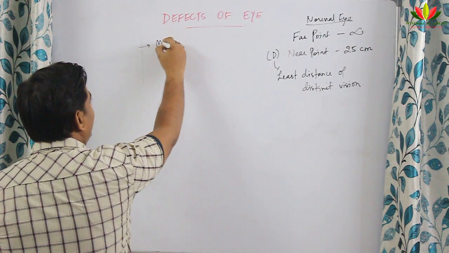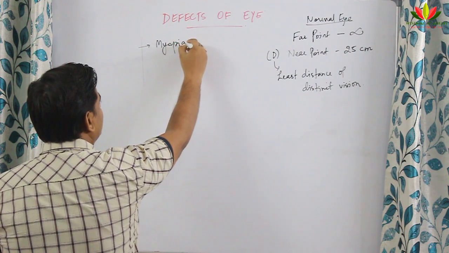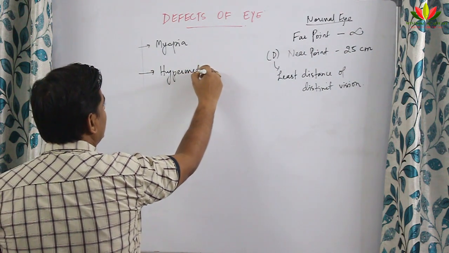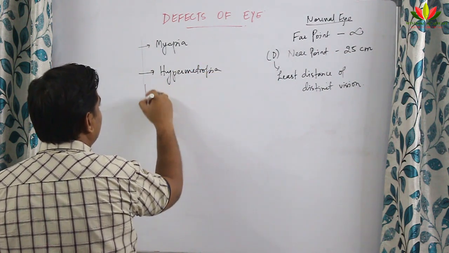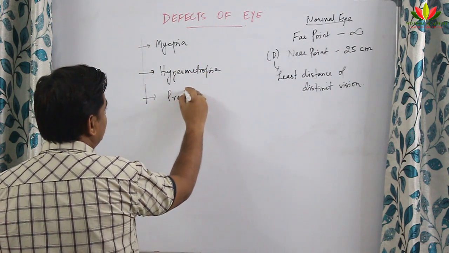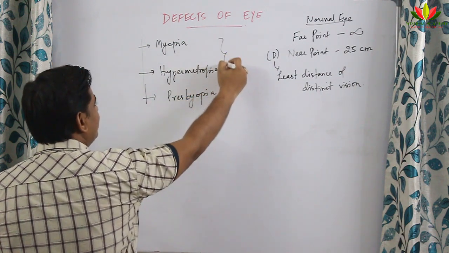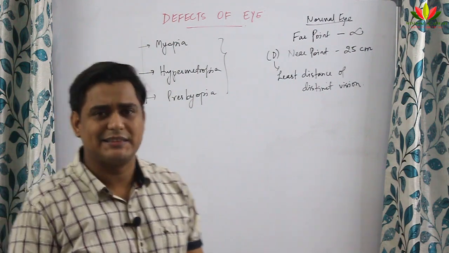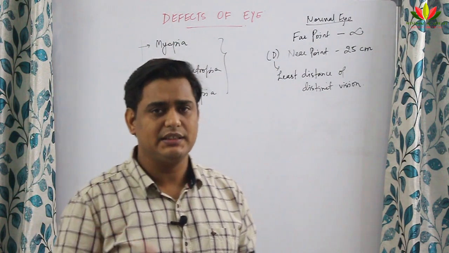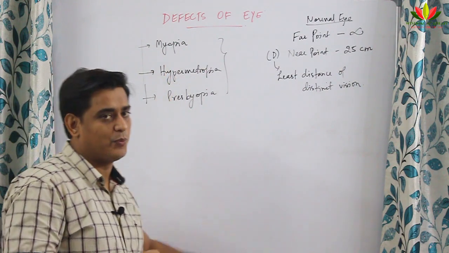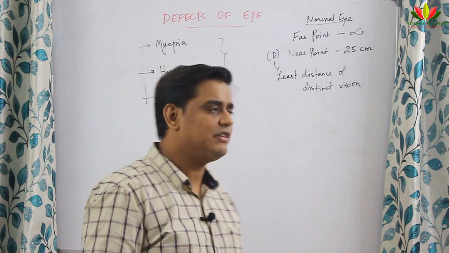That will be myopia, hypermetropia and presbyopia. We also have cataract and astigmatism, which I will talk about at the end, but majorly we will talk about myopia, hypermetropia and presbyopia. So we will start one by one. Let us start with myopia.